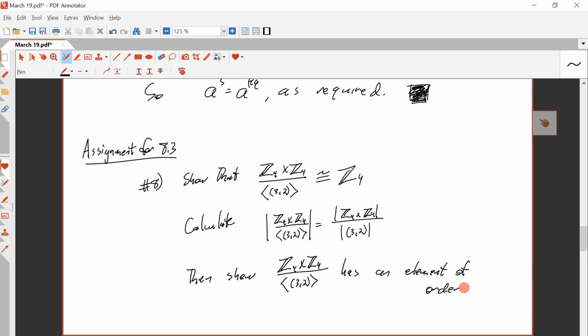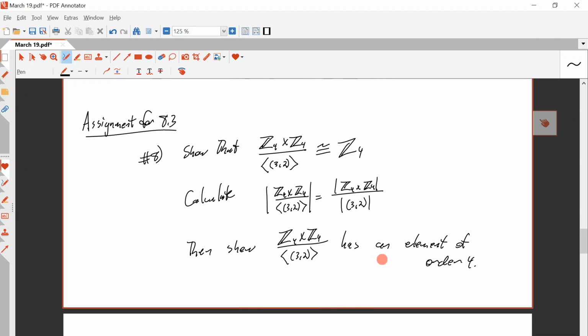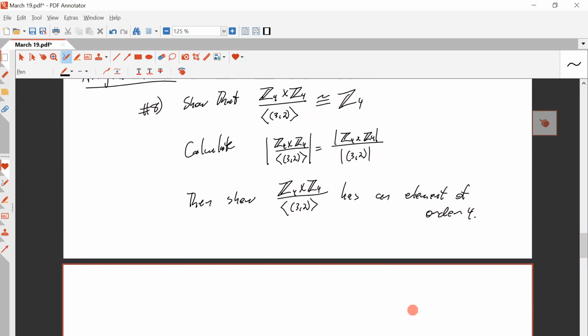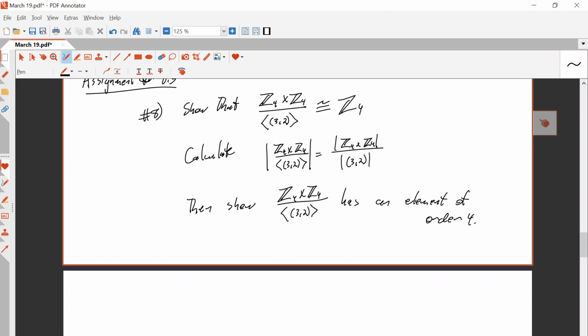So you want to show that the order of this group is 4 and that it has an element of order 4. And that will show that it's Z4, just a cyclic group of order 4. The cyclic group of order 4 is always Z4. A cyclic group of order n is always Zn. And that's number 8.